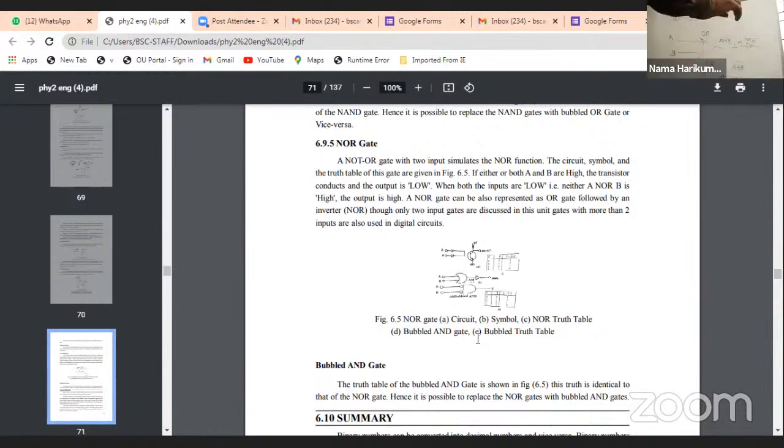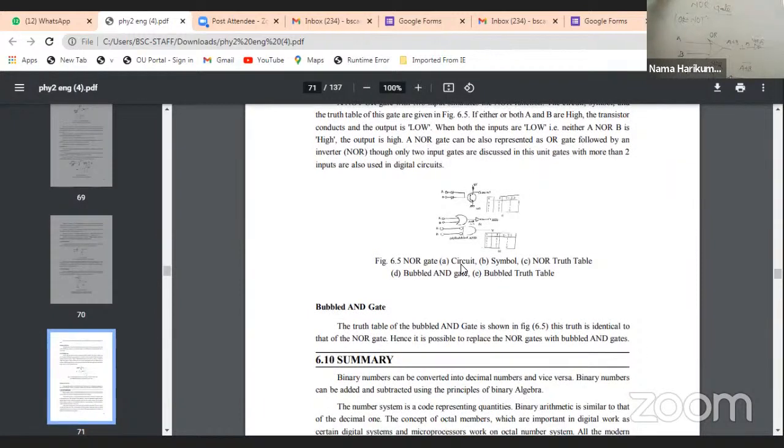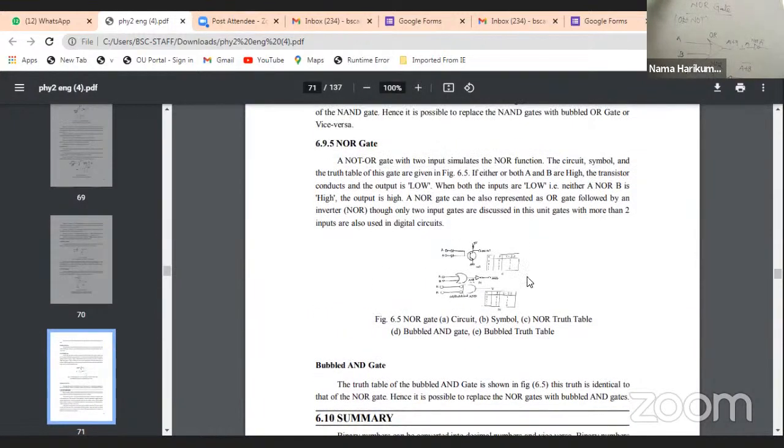Then the circuit diagram. You see the circuit diagram on the screen. Two diodes we have to connect to the transistors, and we have to apply plus 5 volts. Then finally you will get the NOR gate, whose output value is the Y value. So next is the NOR gate truth table. See the truth table.